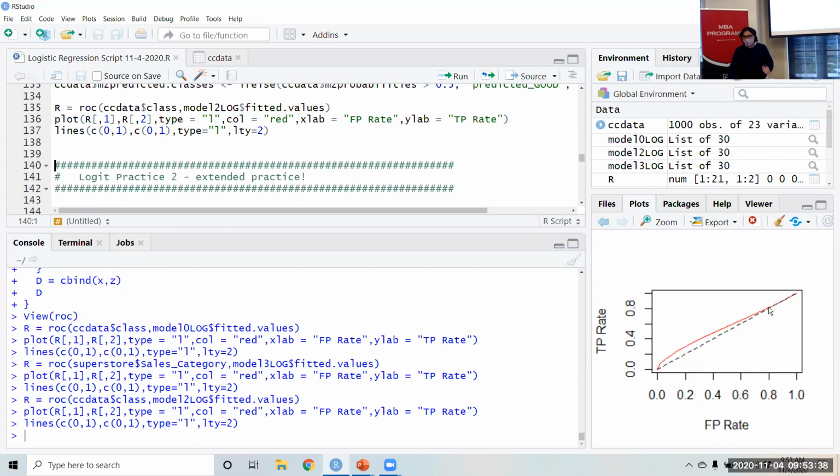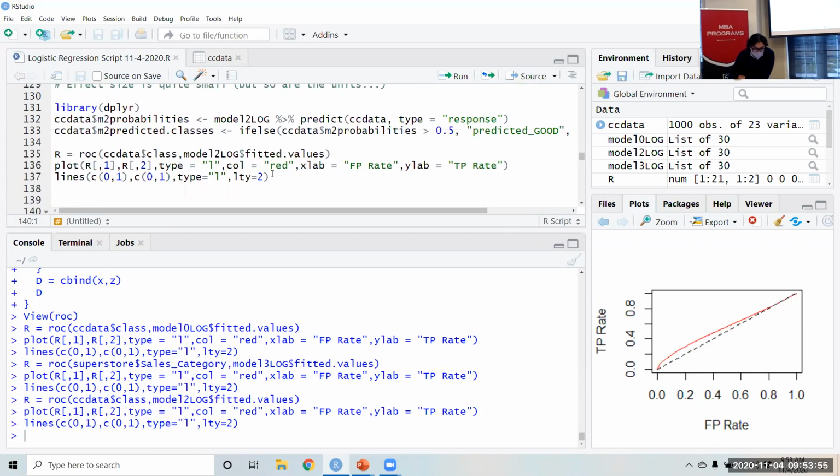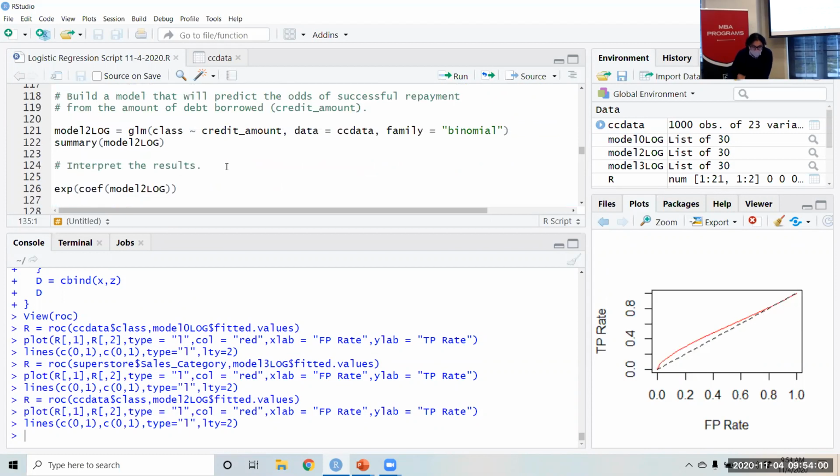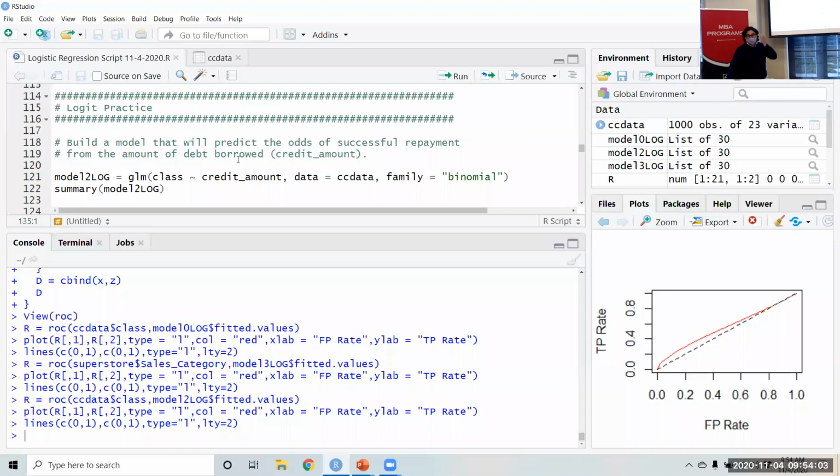So here's one where you can see that we do run into some problems between the true positive and false positive rate. So here's an illustration of where there's not enough area underneath the curve. So that one that I just ran was on lines 135 through 137. And that model was the model with credit amount, right? So it was the first practice problem, simple logistic regression. And the model was, does credit amount predict loan default? Okay, thank you.